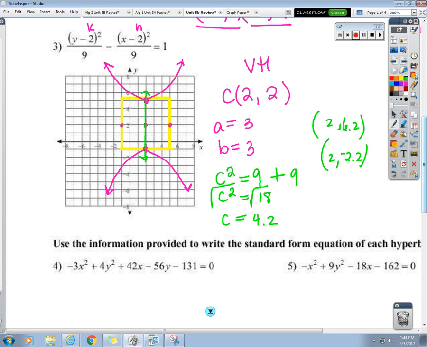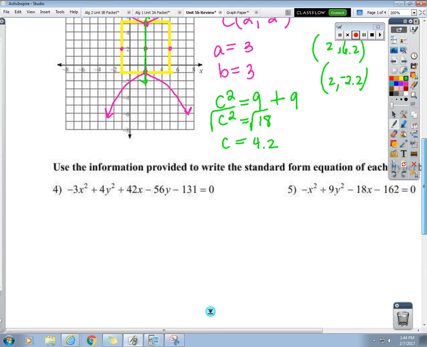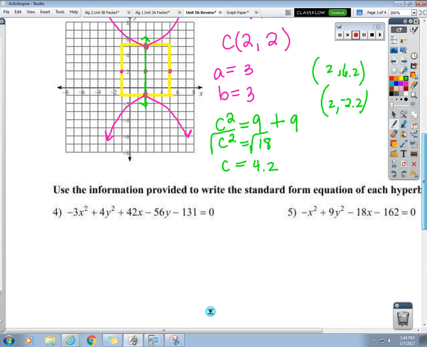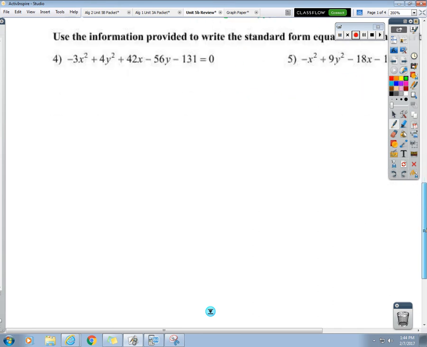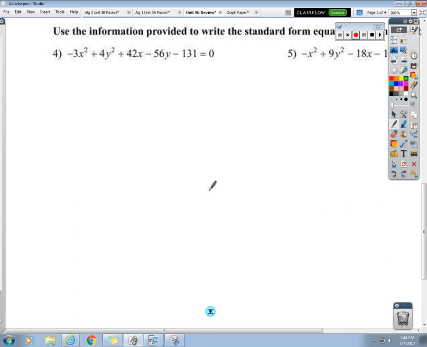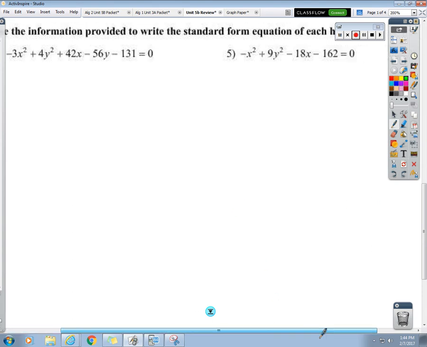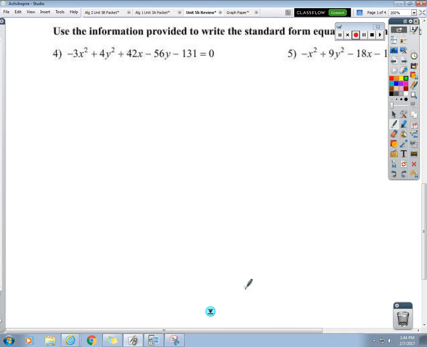All right, number 4. Is everybody done copying? Number 4, use the information provided to write the standard form equation of each hyperbola. Okay, we've been doing a lot of these. So if you've been doing your homework each night, you should be good at these. What do I do first?